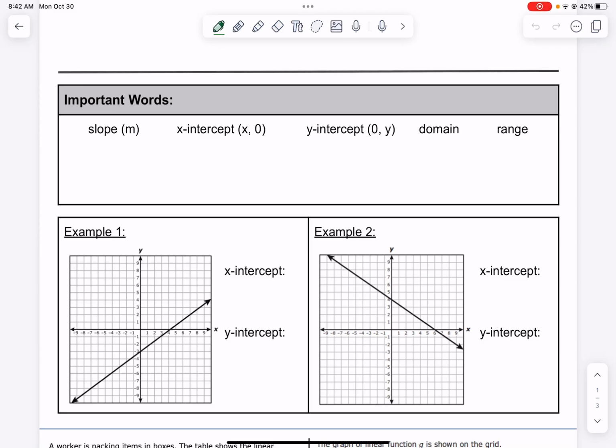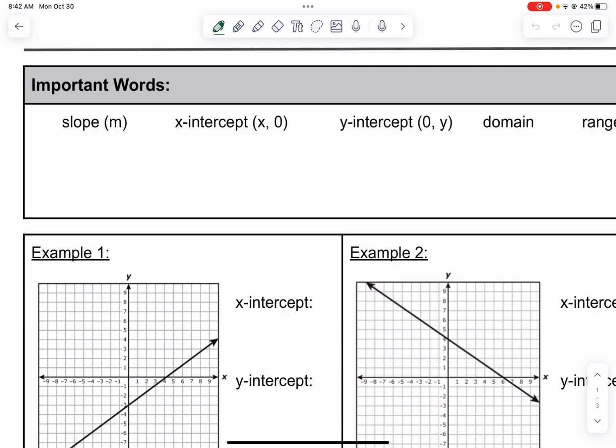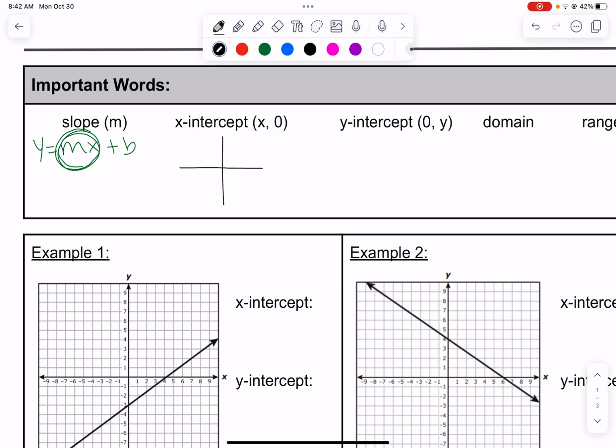Alright, so today we're going to talk about key features again. We have your slope, which is m. It's the y equals mx plus b, the number in front of x. You have your x-intercept, which is on the x-axis. Then you have your y-intercept, which is on the y-axis. We'll talk about these later.